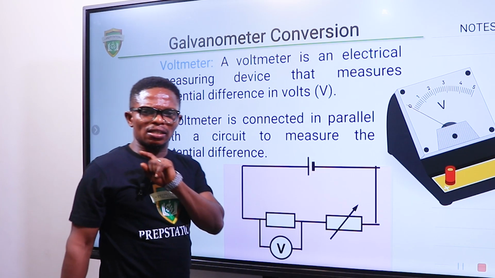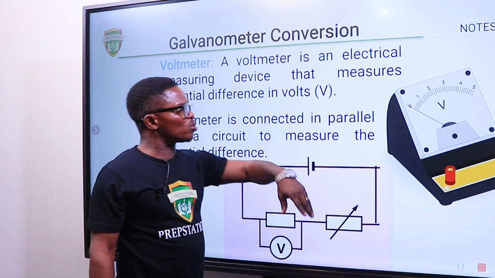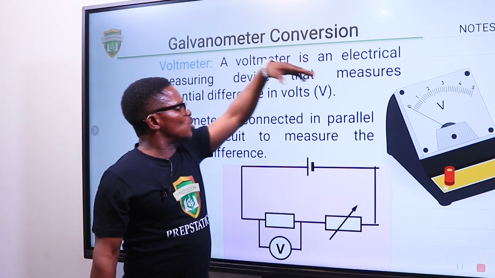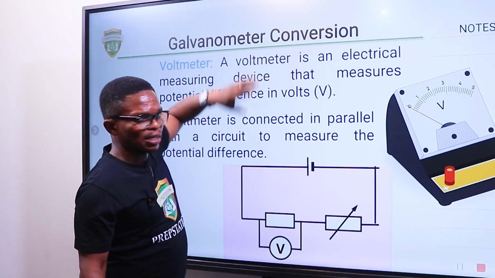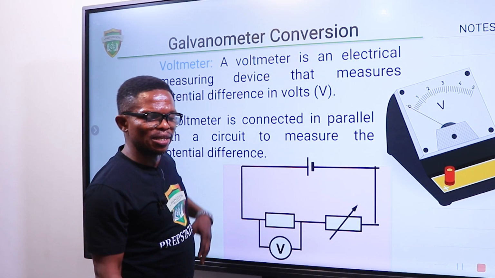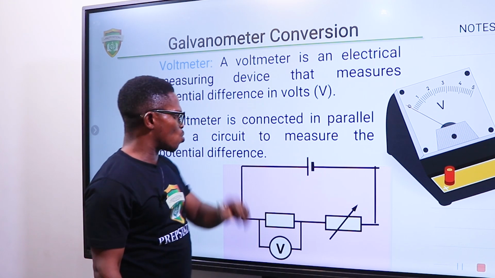But my emphasis in this lesson is not really about the ammeter and the voltmeter. My emphasis is on galvanometer conversion. Over the years, I've seen past questions from WAEC that have to do with this, how to convert a galvanometer to an ammeter, how to convert a galvanometer to a voltmeter. So I decided to go through this just to show you how we do that.